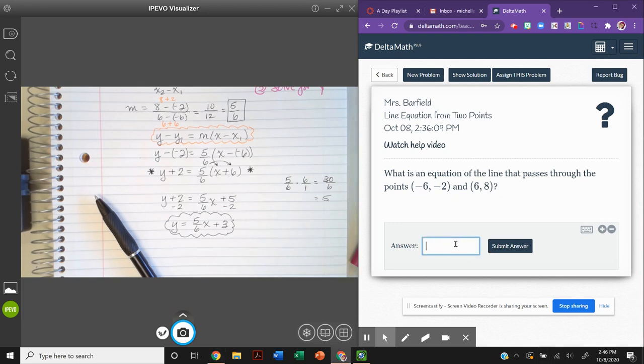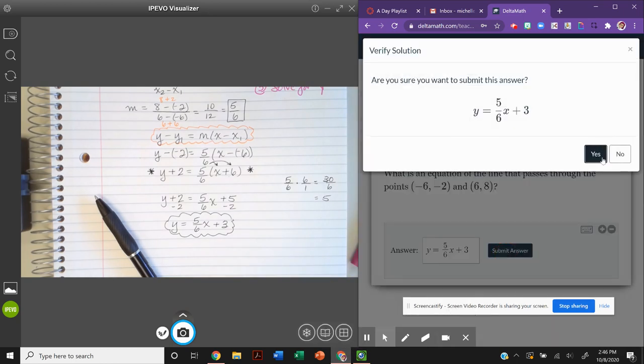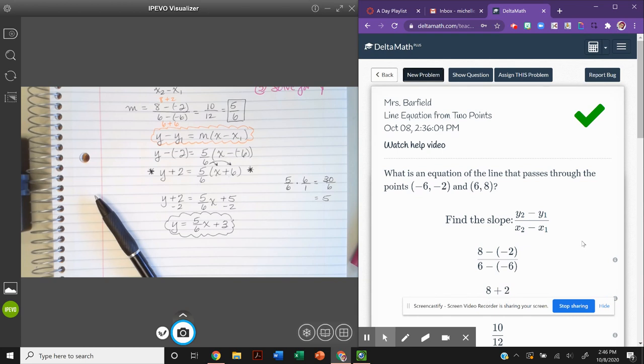So I'm going to go here to Delta Math, and I'm going to type in y equals 5 divided by 6x plus 3. And I'm going to submit my answer, and I got my green check.